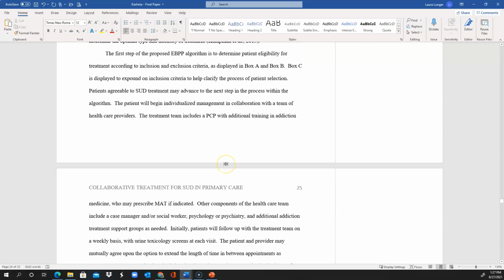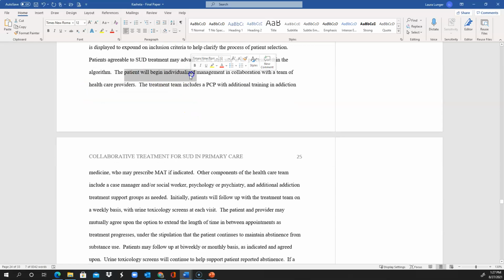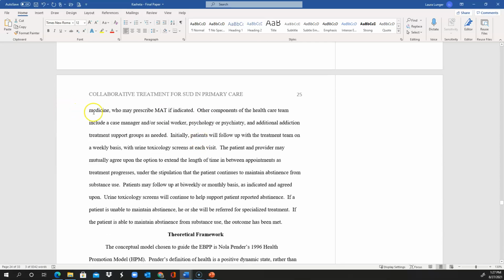And then she goes into the actual steps that are used in her algorithm. So the first step of the proposed evidence-based practice project algorithm is to determine the patient eligibility for treatment according to inclusion and exclusion criteria as displayed in box A and box B. Box C is displayed to expound on inclusion criteria to help clarify the process of the patient selection. And then she goes into every single step. So here's the next step, and then the next step, and the next step. And that's what you do. You just go step by step and write out your whole entire methodology for your major recommendations section of your paper.